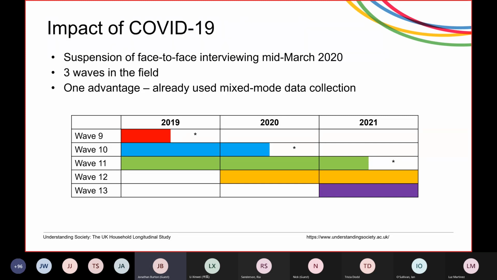So the impact of COVID-19: when we suspended face-to-face interviewing in mid-March 2020, we had 3 waves in the field. Wave 10 was just coming to an end, in the telephone mop-up period. Wave 11, we were partway through year 2. Wave 12 had started earlier that year. So we had 3 waves, all at different stages. But one advantage that we have on Understanding Society is that the study already uses mixed mode data collection.